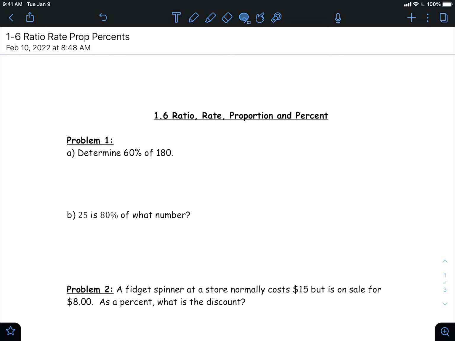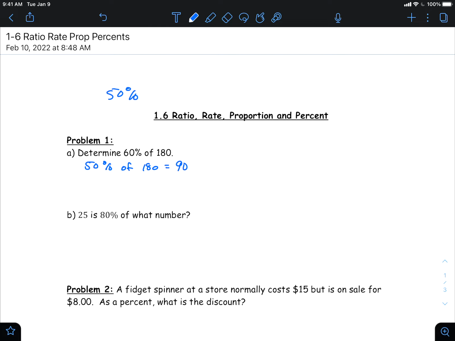This one's not too bad. Part B is a little harder, but for this one, I think we could all figure out what's 50%. 50% as a concept is what? That's half. So I kind of started there and I said, okay, half of 180 would be what? 90.